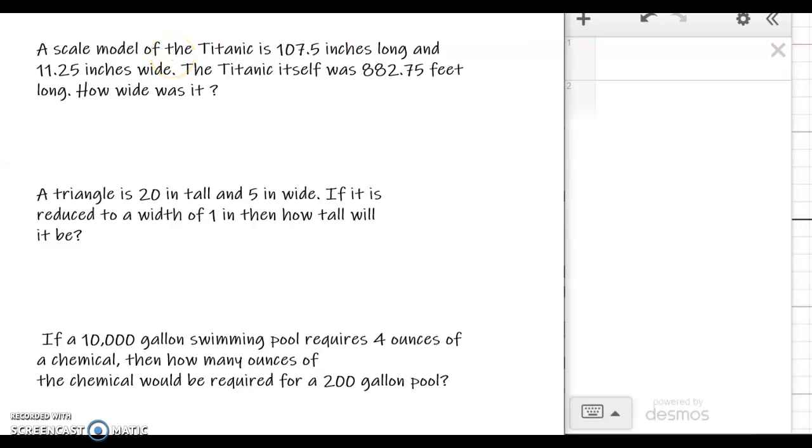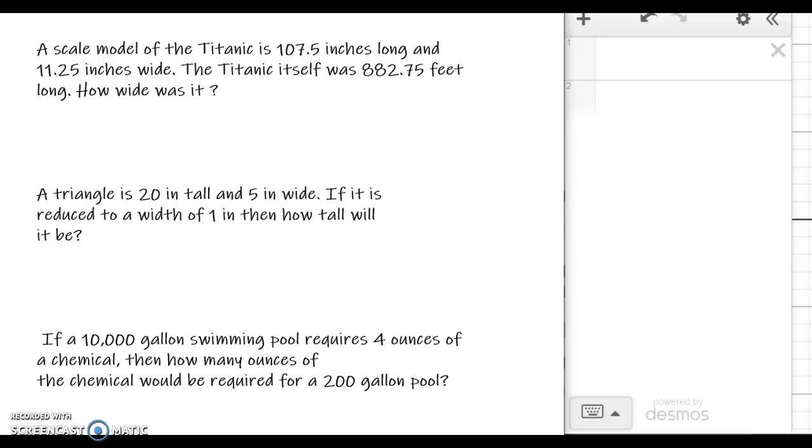All right, so in this video, we are going to look at setting up proportions to solve some word problems. The most important thing that you're going to see in this video is it's all about consistency when we're setting up our fractions. So if I look at this first example, a scale model of the Titanic is 107.5 inches long and 11.25 inches wide.